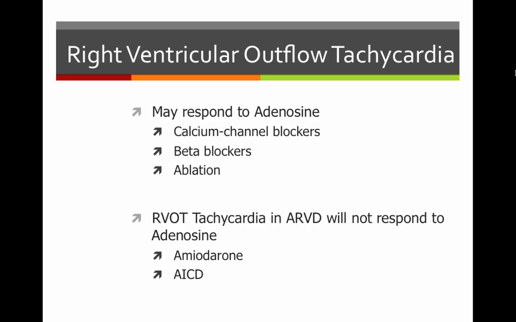The good news is, even though it's a VTAC, it may respond to adenosine. If it doesn't respond to adenosine, it may respond to calcium channel blockers or beta blockers. Long-term therapy considers ablation, but right ventricular outflow tachycardia in that ARVD will not respond to adenosine. So if you're trying adenosine, if you're trying your calcium channel blockers, amiodarone may work. And then long-term therapy for that in the presence of ARVD is going to be an implantable AICD.